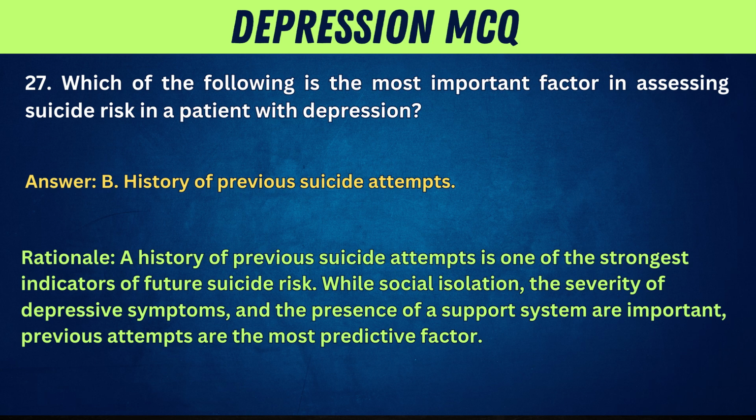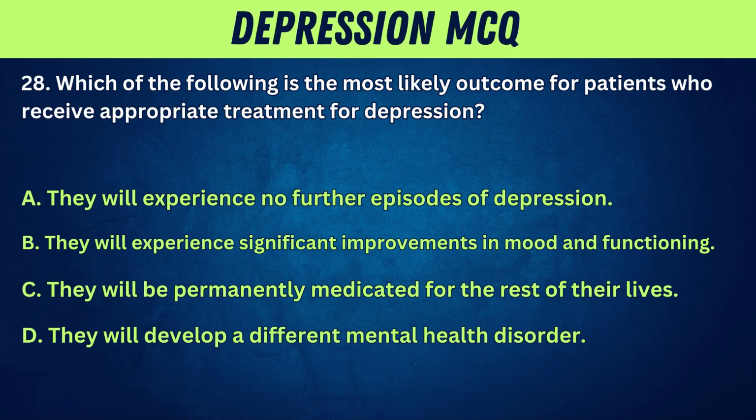Rationale: A history of previous suicide attempts is one of the strongest indicators of future suicide risk. While social isolation, the severity of depressive symptoms, and the presence of a support system are important, previous attempts are the most predictive factor.